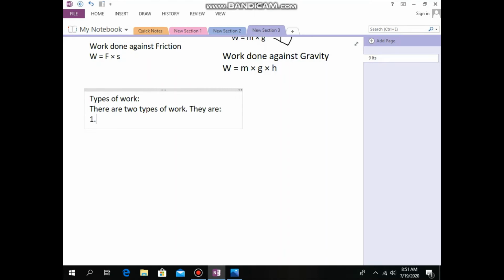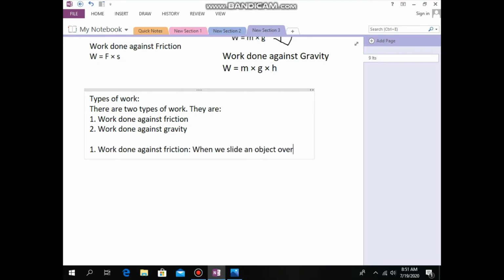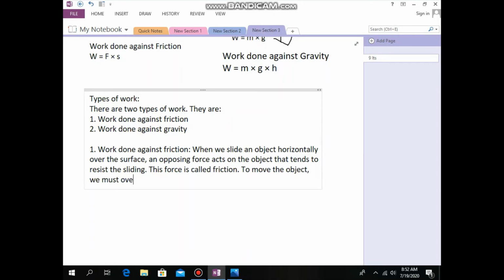There are two types of work. Number one, work done against friction: sliding an object over a surface, that means sliding an object horizontally. The surface exerts an opposing force on the object that tends to resist the slide. This force is called friction. To overcome friction is work done against friction, for example, pulling a cart.